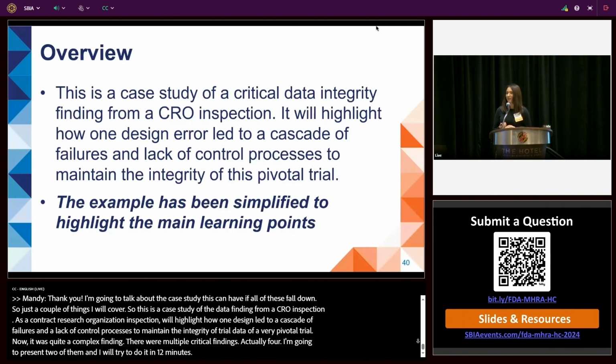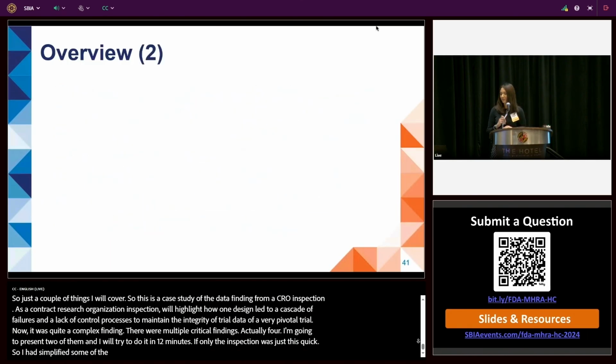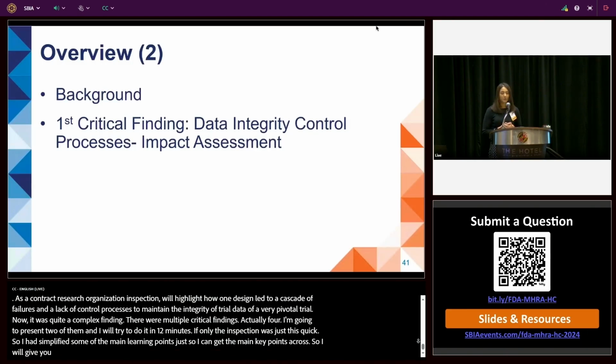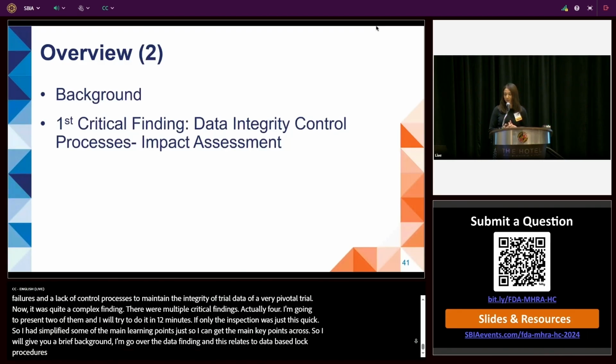So I have simplified some of the main learning points just so I can get the main key points across. So I'll give you a brief background. I think it's important for context. I'll go over the first critical finding, which is about data integrity control processes, and this relates to database lock procedures. It relates to access controls and audit trails. We required an impact assessment.